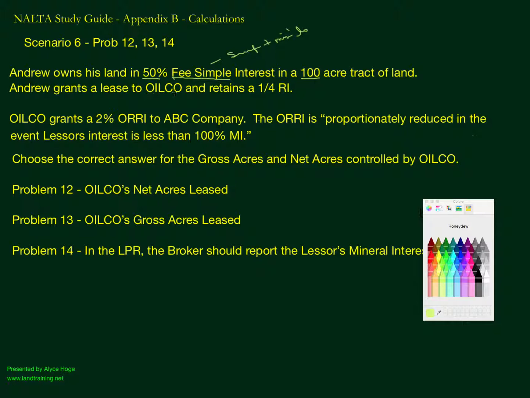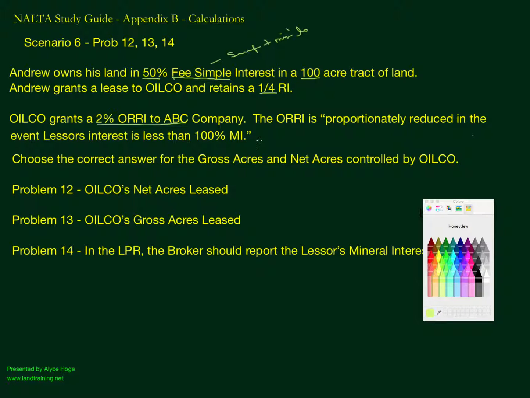Now, he grants a lease to Oilco and retains a 1/4 royalty. Then here's a new fact. Oilco grants a 2% overriding royalty to ABC Company. The overriding royalty is proportionally reduced in the event the lessor's interest is less than 100% mineral interest.